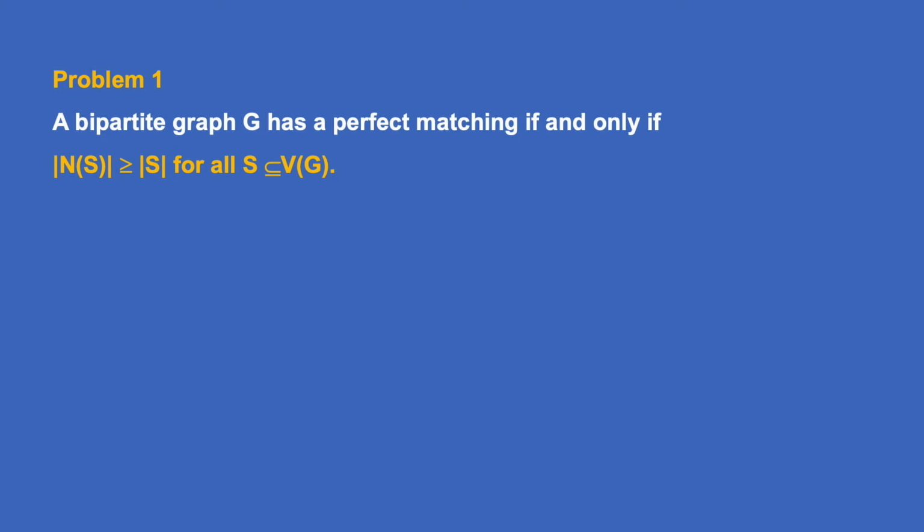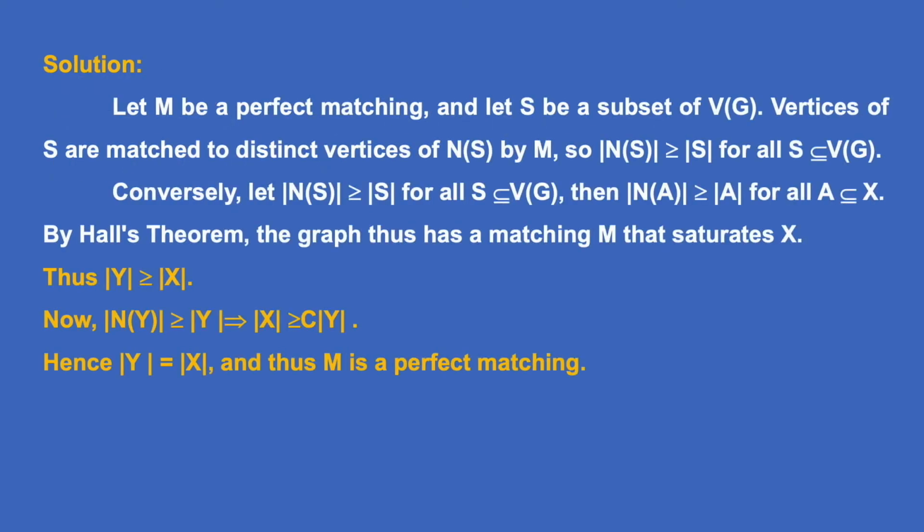Now, let us see the following problems. The first problem: a bipartite graph G has a perfect matching if and only if cardinality of N of S is greater than or equal to cardinality of S for all S which is a subset of V of G. We shall see the solution now. Let M be a perfect matching and let S be a subset of V of G. Vertices of S are matched to distinct vertices of N of S by M. So, cardinality of N of S is greater than or equal to cardinality of S for all S which is a subset of V of G.